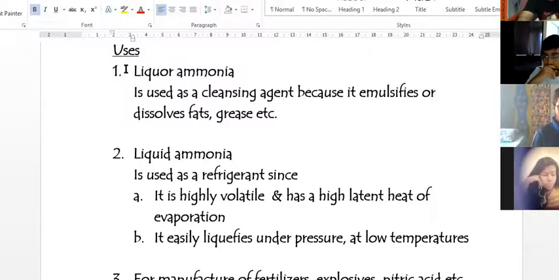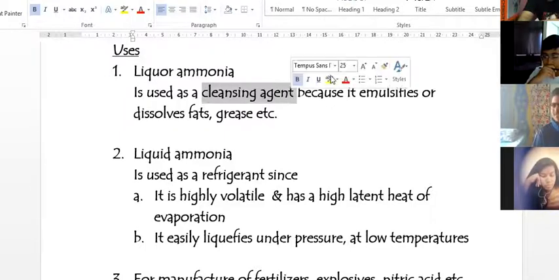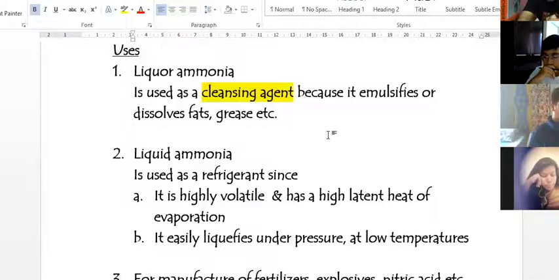So when I'm taking liquor ammonia, the use of liquor ammonia is as a cleansing agent. Now a cleansing agent is something which is used to clean surfaces. So it can be used to clean surfaces. It is also used to remove fats and grease.